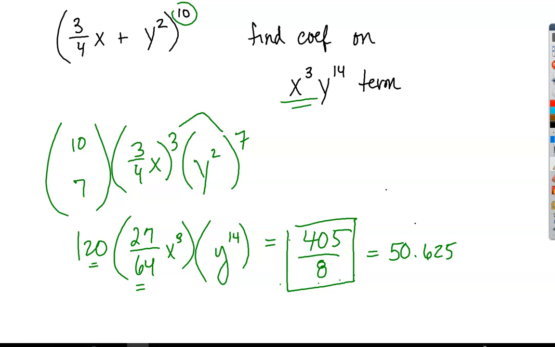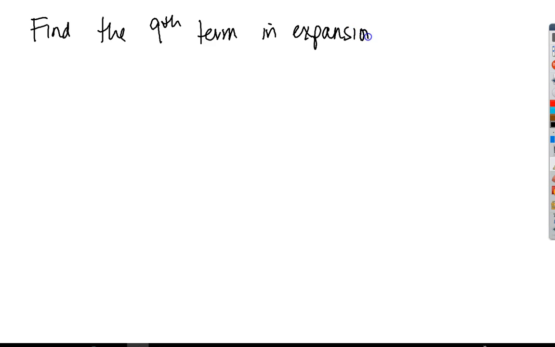Let me flip it a little bit. Instead of asking you for the coefficient, I'm going to ask you for a particular term. So let's say we want to find the 9th term in the expansion. Let's do (5a minus b squared over 4) to the 15th.